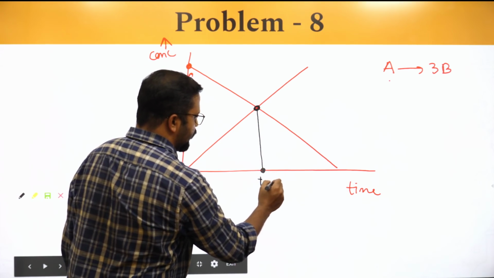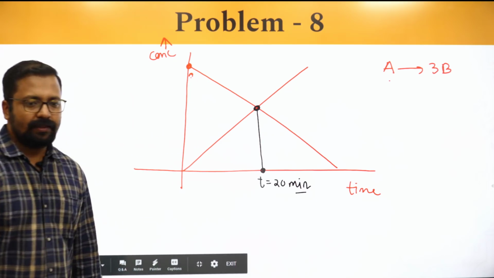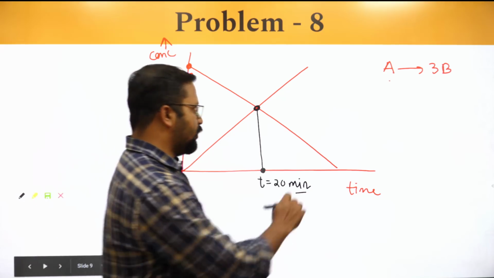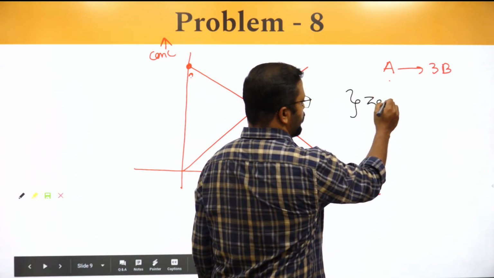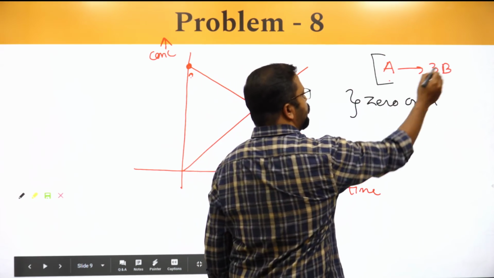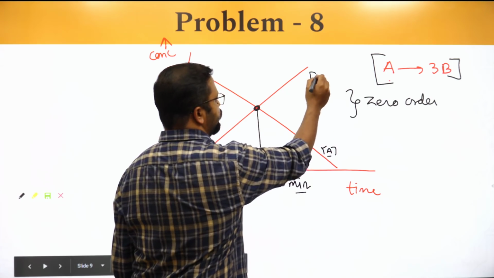This time is 20 minutes. This is for a zero order reaction. This represents a zero order reaction, and the plot has been made for this reaction. So this is the concentration of A, this is the concentration of B.